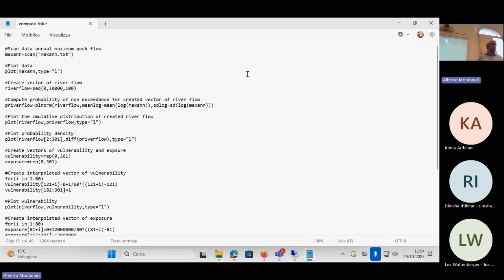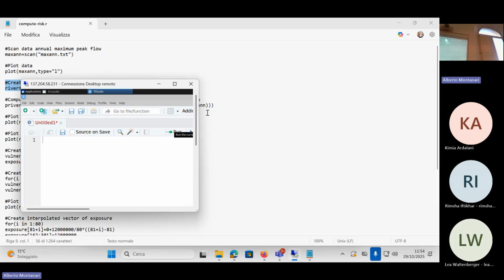And therefore, I need to create a vector. So you see the instruction here, create vector of river flow. And the instruction is, let's make a sequence of numbers from 0 to 30,000 with the step of 100. So how many numbers do we get? 301 and 1, okay. And okay, so let's make it here in our studio.